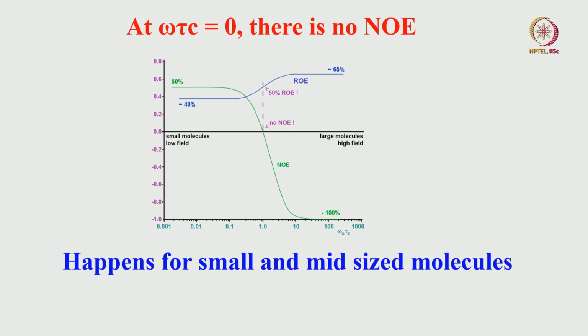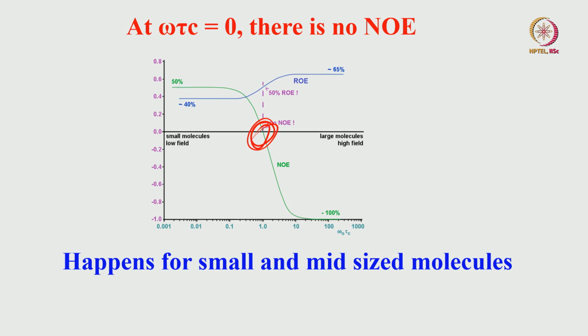We saw this graph, I told you. This is a situation where omega tau c is equal to approximately 1, where you will not see any NOE. This happens for small and mid-sized molecule. Now, I want to analyze this spectrum, use the NOE for various purposes. NOE can be used to establish some assignment, some region specificity of the molecules, finding out spatial proximity, conformation, etc. But then if NOE is not there, how can I use it? This is a problem now.